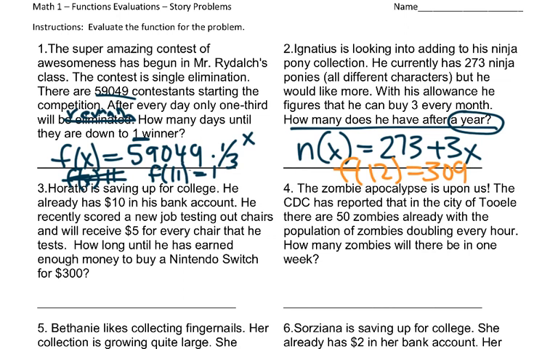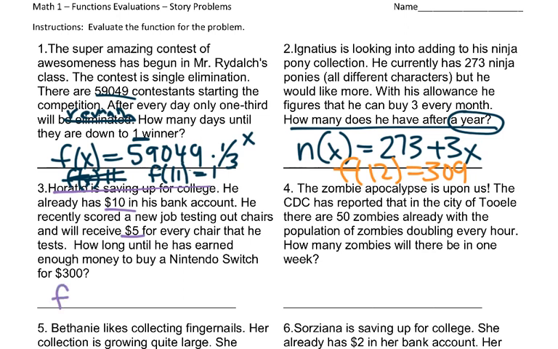Okay, number 3, Horatio is saving up for college. He already has $10 in his bank account. He recently scored a new job testing out chairs and will receive $5 for every chair that he tests. How long until he earned enough money to buy a Nintendo Switch for $300? Because apparently saving up for college is out in this problem.